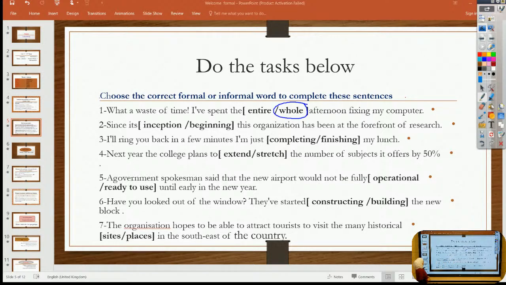Number 2, since its inception or beginning, this organization has been at the forefront of research. Here notice we have this word, organization, so something formal. I use inception. So we must choose inception. 3, I'll ring you back in a few minutes. I'm just completing or finishing my lunch. I'm talking about myself, so something informal. I'll ring you back in a few minutes. I'm just finishing.